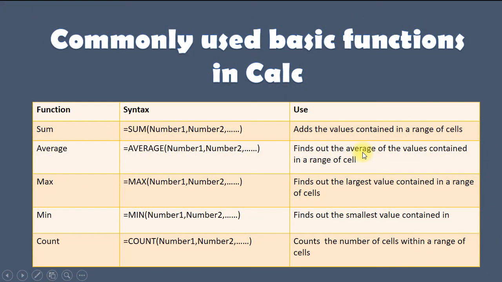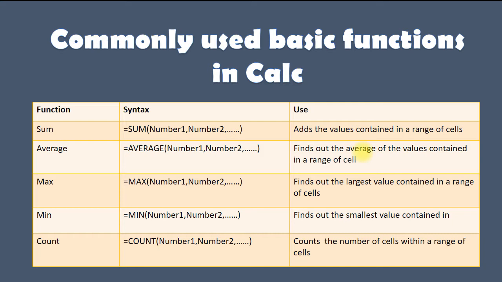Now the first slide is, here in the slides I have shown you commonly used basic functions in Calc. Now in Excel we are making use of many functions. Some of the important functions that we are making use of for the spreadsheet are the sum function, average function, max function, min function and count function. Now sum function, it adds the values contained in a range of cells.